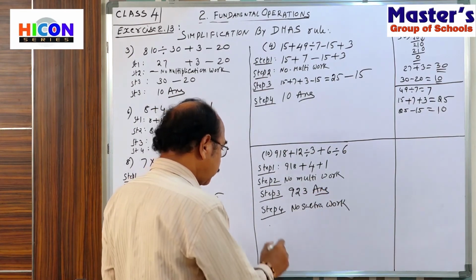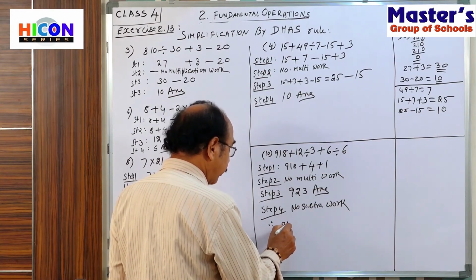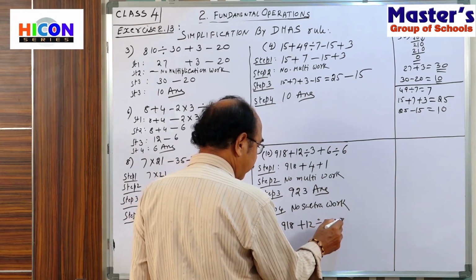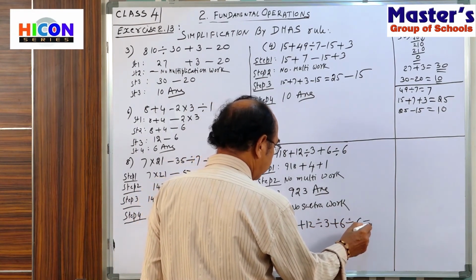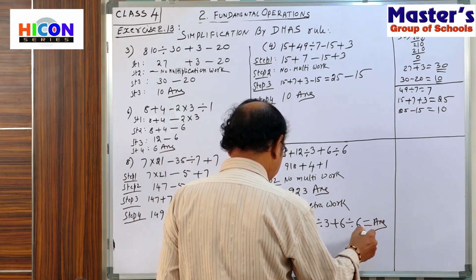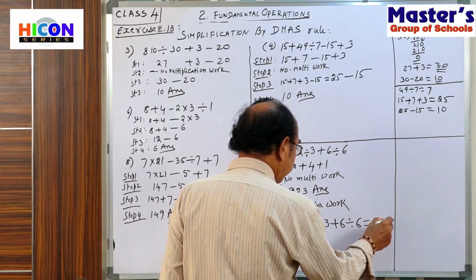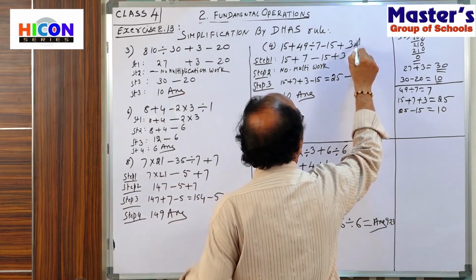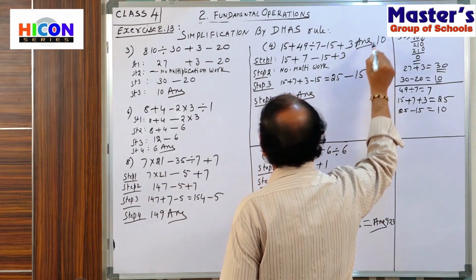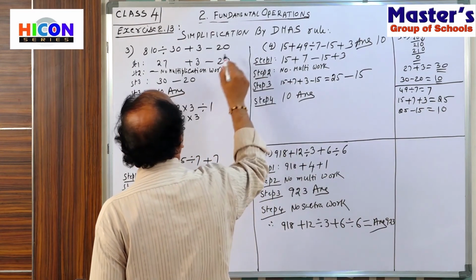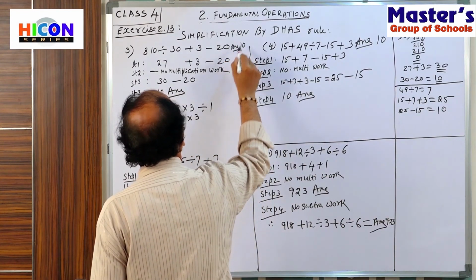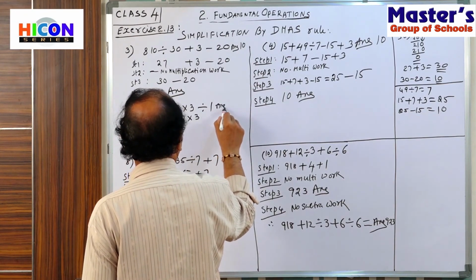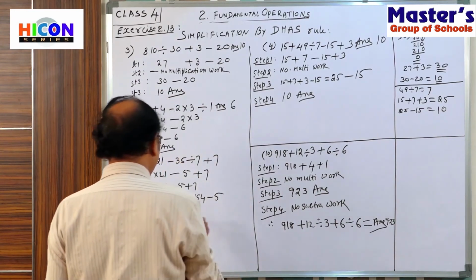Write the conclusion last. Therefore, 918 plus 12 divided by 3 plus 6 divided by 6 is equal to the answer. What is the answer here? 923. In the earlier problem the answer is 10. Here, what is the answer in this problem? 6. In this problem, the answer is 149.